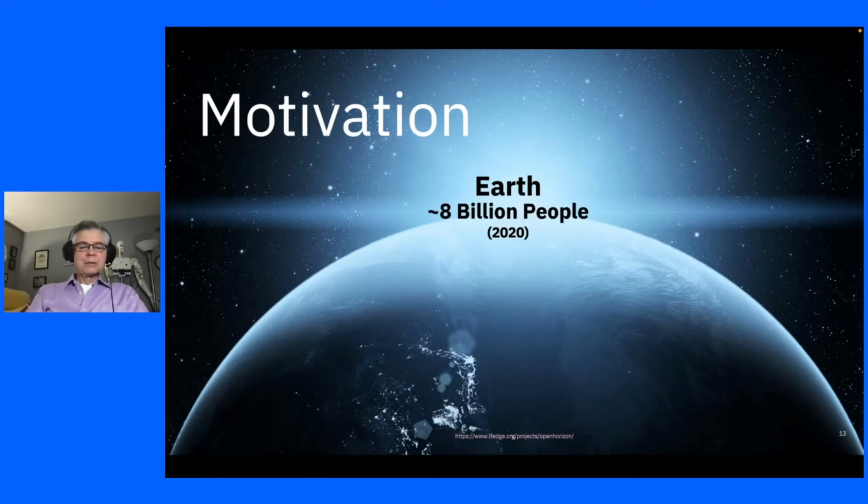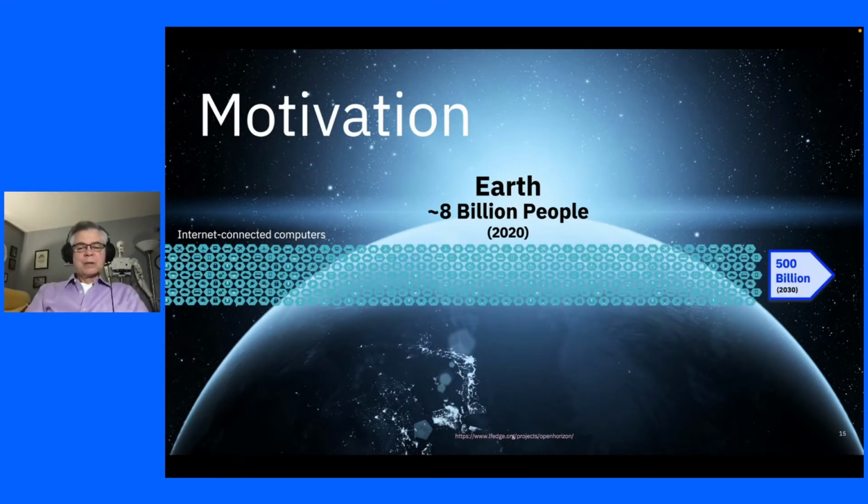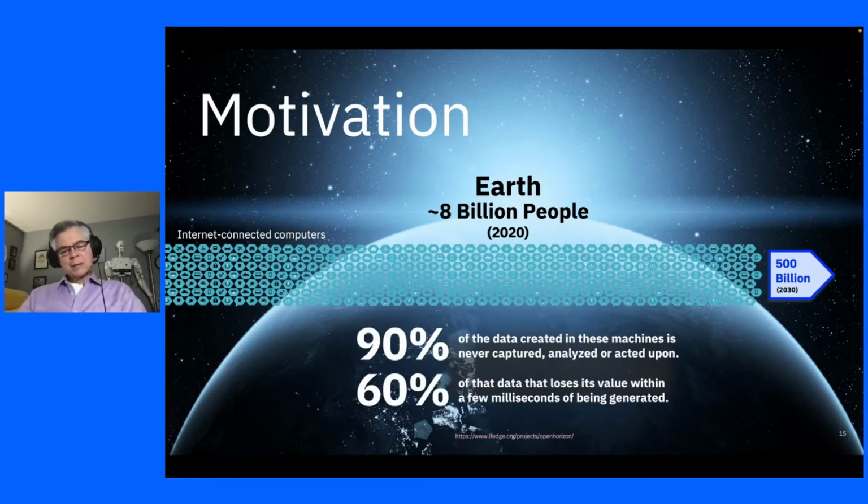The Earth today has approximately 8 billion people, and there are about 50 billion internet connected computers. And that number is expected to achieve 500 billion by 2030. Those numbers are from Cisco Systems. But most of the data created in these machines is never captured, analyzed, or acted upon, and 60% of the data loses its value within a few milliseconds of being generated.